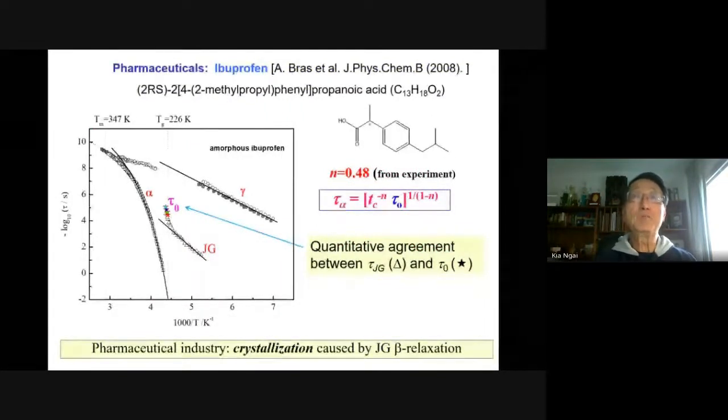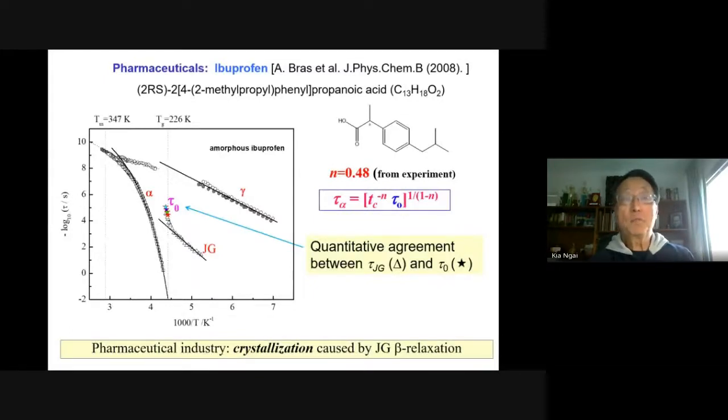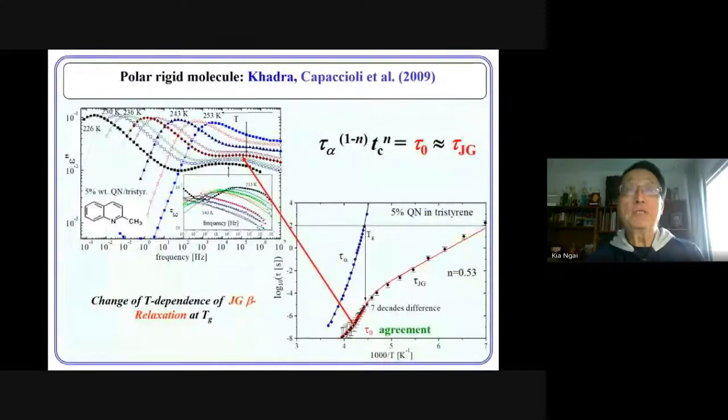This is ibuprofen, and so much nice work is done now at Shaheen's lab with the chairman under tutelage of the chairman too. So there is a lot of nice work done on beta relaxation. On pharmaceuticals, this is a very nice one by Baracelo, and you see the tau zero is right there. The JG beta is right there, and so that's one example.